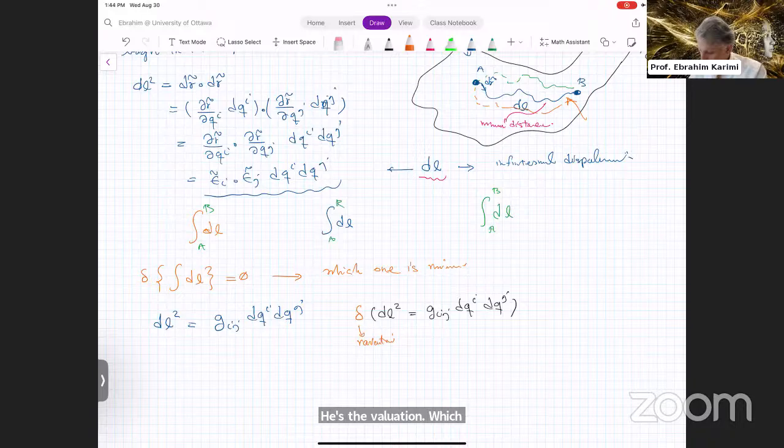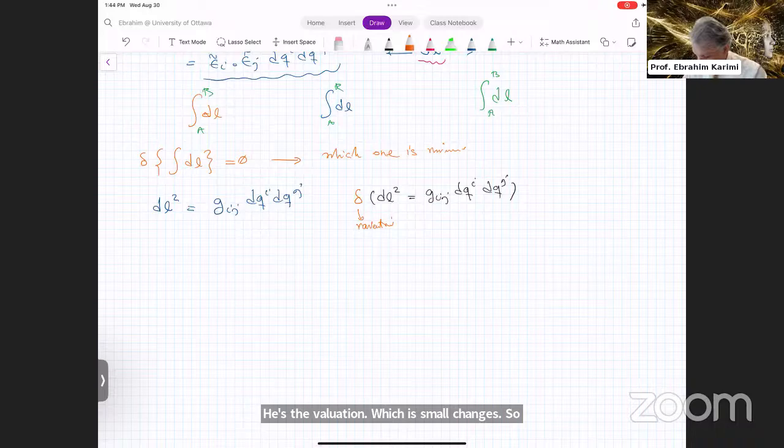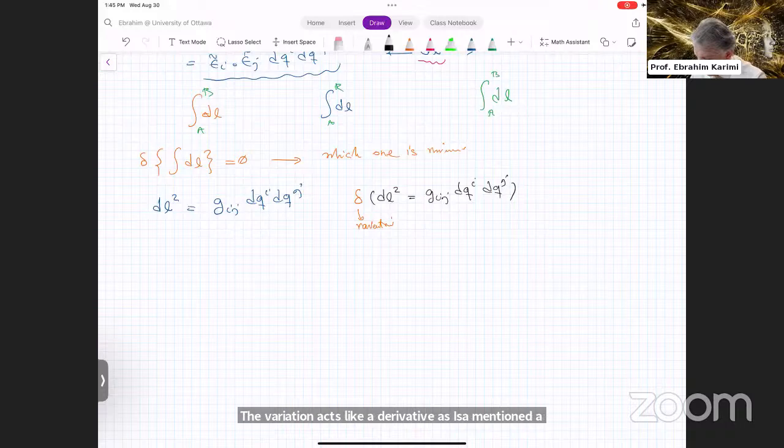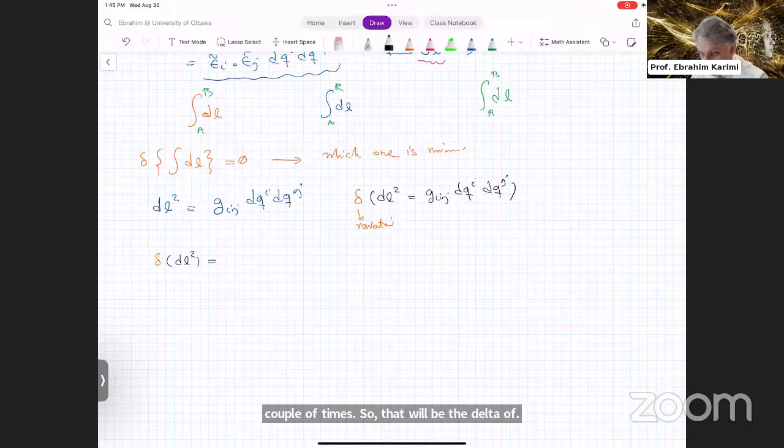So let's do the calculation. The variation acts like a derivative, as Isa mentioned a couple of times. So that will be the delta of dL squared, which is the derivative of dL squared. It is 2 times the derivative of dL, which would be 2 to the power of minus 1. I don't write it. And then it will be the delta of dL. It looks like x to the power of 2. When you take the derivative, it will be 2 dx times x. This is what I have written here.